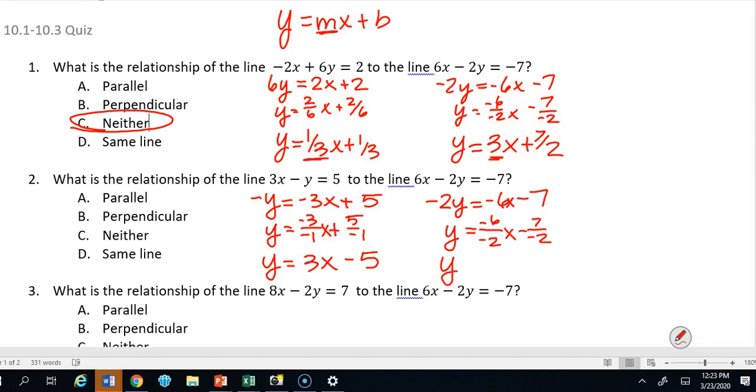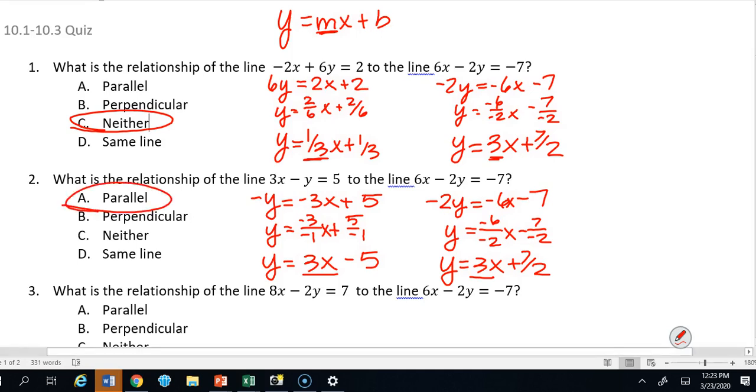So here we're going to simplify again. When we divide a negative 6 by a negative 2, we get a positive 3. And this is going to again be a negative divided by a negative, so it's going to be a positive 7 over 2. Once again, we're comparing our slopes here, so we're comparing the 3 to the 3. This time they are the same, and when the slopes, that is the m variable, are the same, then we can say that the lines are parallel.